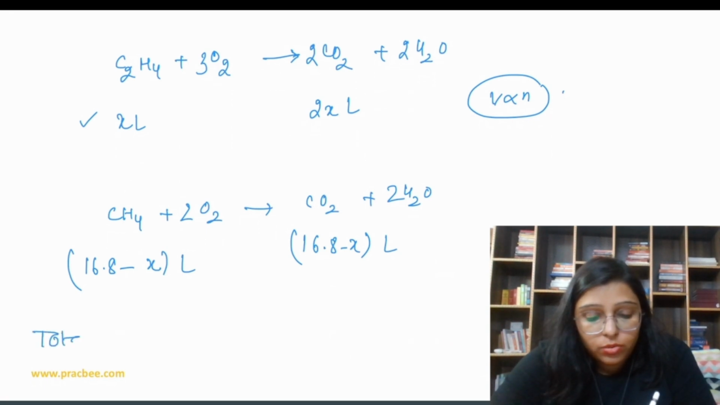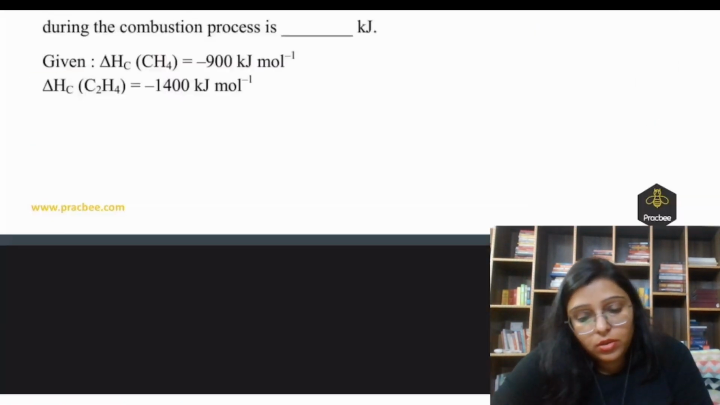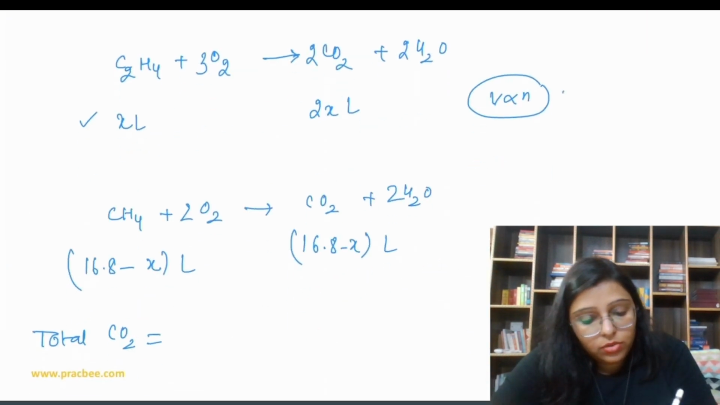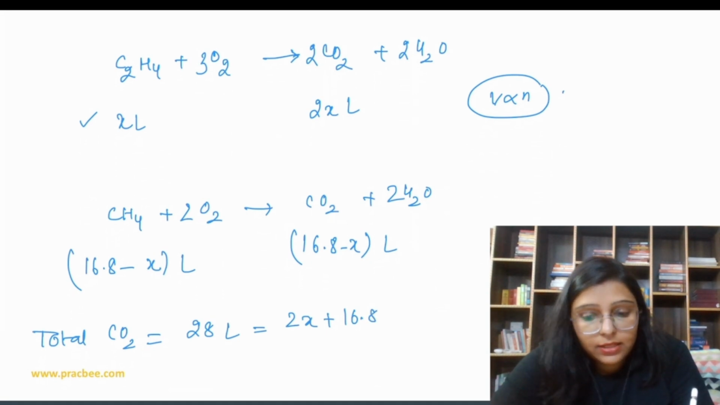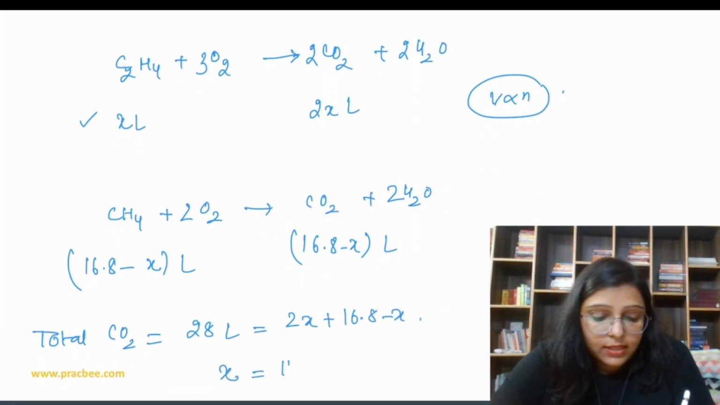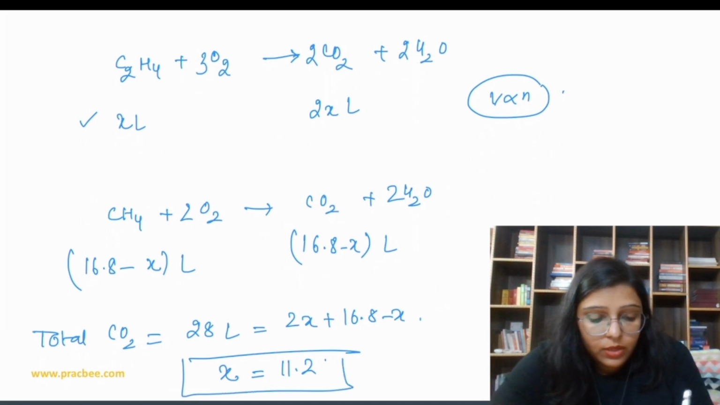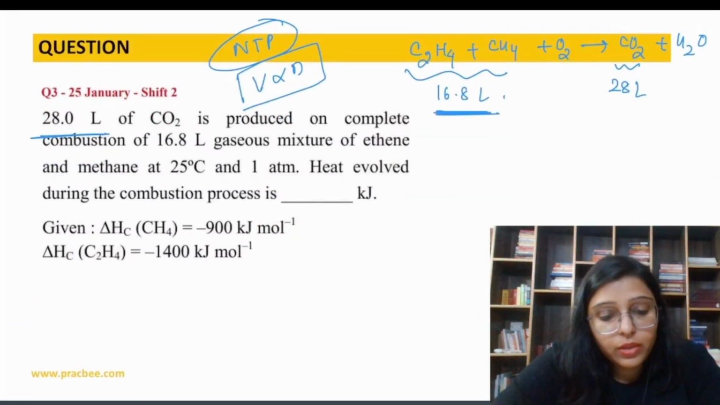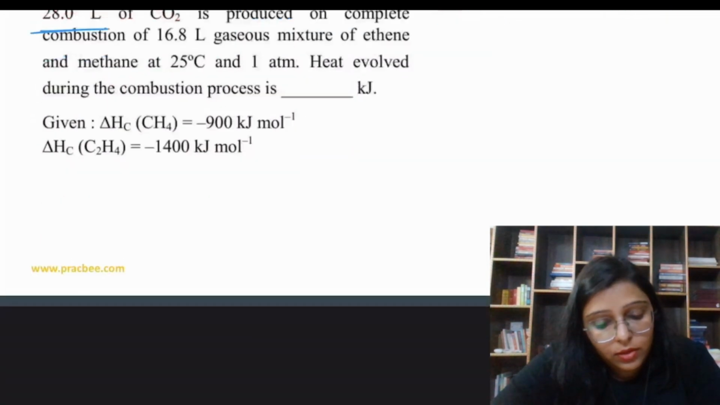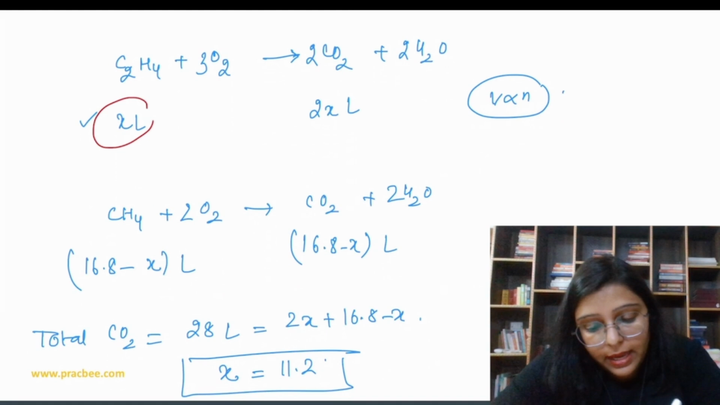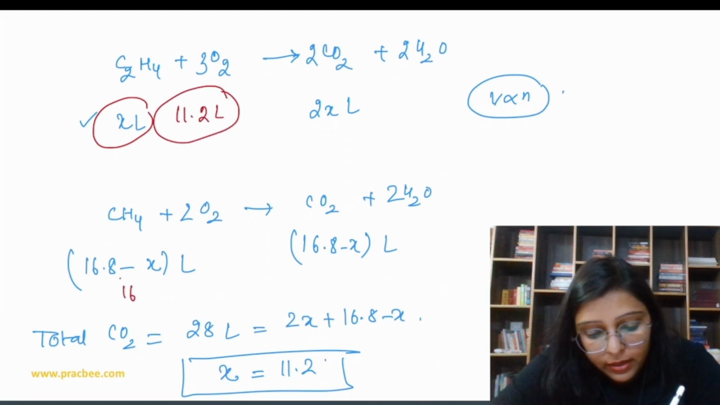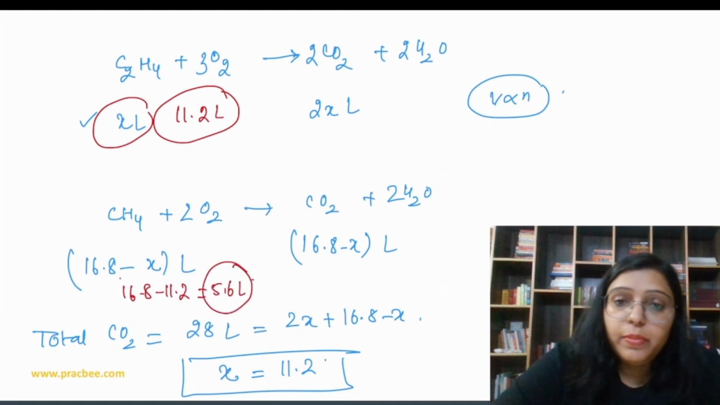Now total CO2 is going to be how much? 28 liter. Fine. So that is 28 liter, which is 2x plus 16.8 minus x. So we can solve for x. X comes out to be 11.2. So here, this x is 11.2 liter and this is going to be 16.8 minus 11.2, which is equal to 5.6 liter. Perfect.